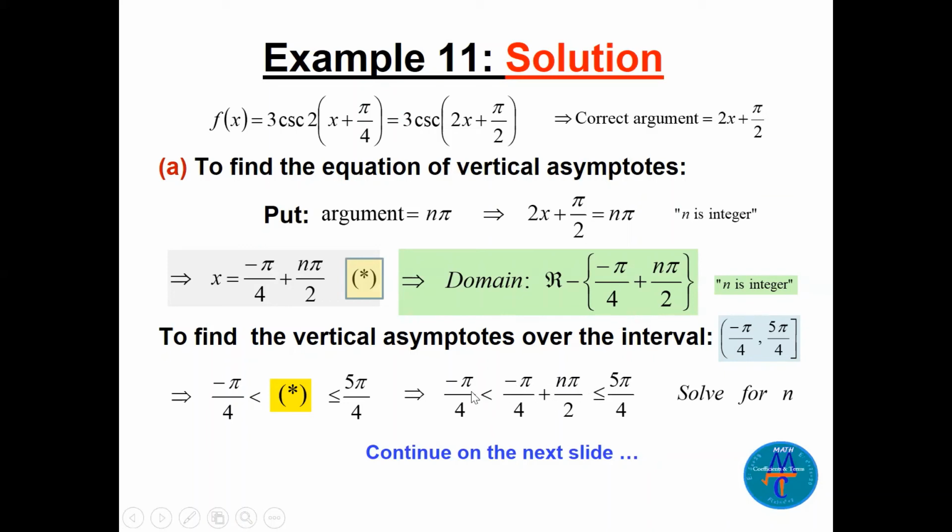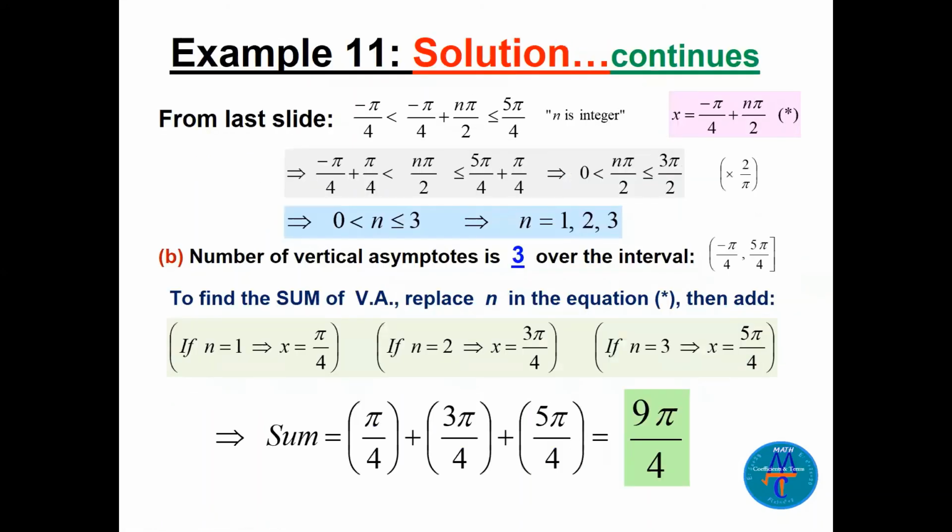So I add pi over 4 to each side. Then I multiply by 2 over pi. So when I add, I get here 0, since minus pi over 4 plus pi over 4 is 0. And pi over 2: when you add here, you get 6 pi over 4, which is 3 pi over 2. Let's multiply by 2 over pi to find the n. So n will be greater than 0, open, and less than or equal to 3, closed.